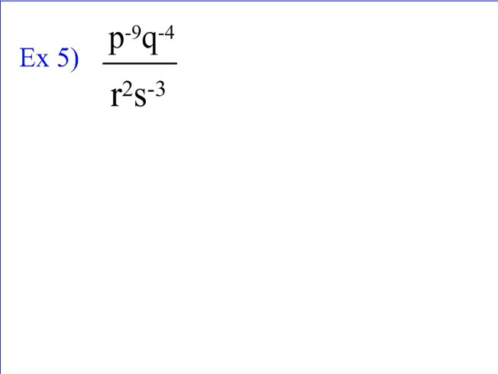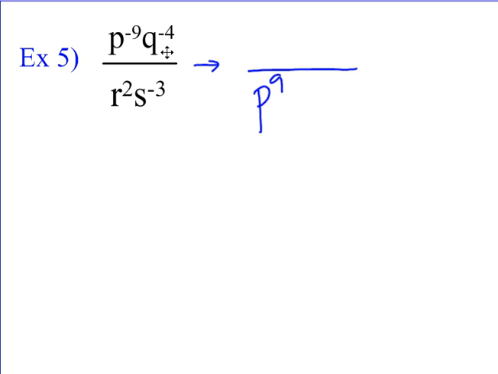Okay, let's take a look at one more problem, kind of mixing it all up together and seeing what moves and what doesn't. Here we have p to the negative 9, q to the negative 4, all divided by r to the 2nd power, s to the negative 3 power. So what that means is, when we look at this p to the negative 9, which is in the numerator, it doesn't belong there. It belongs in the denominator. So let's move it to the denominator and make the exponent positive.